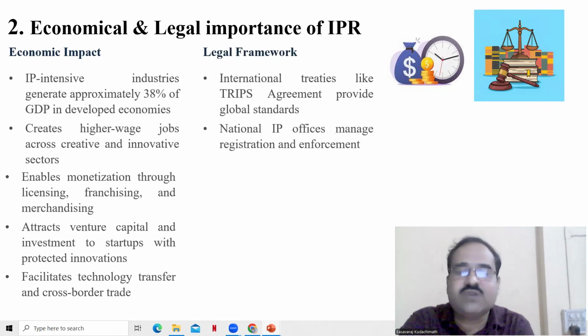Third one is that intellectual property rights offices are at a national level. Registrars and enforcement will happen.